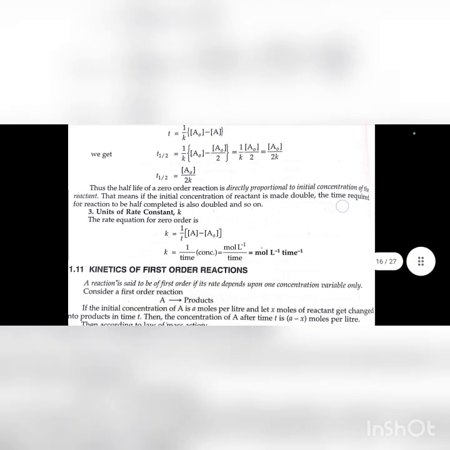Thus the half-life of a zero order reaction is directly proportional to the initial concentration of the reactant. This means if the initial concentration of reactant is made double, the time required for the reaction to be half completed is also double, and so on. Units of rate constant for the zero order reaction are mole per liter per time.